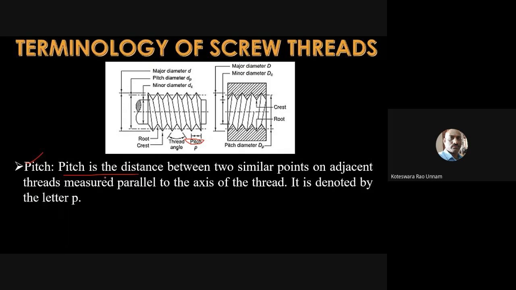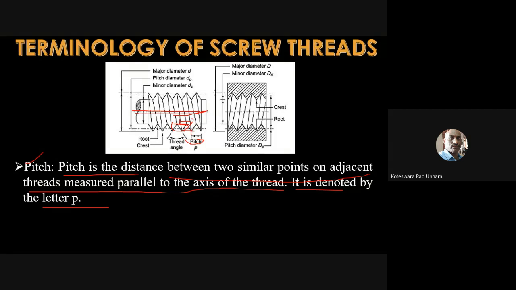Okay, pitch. Pitch is the distance between two similar points on adjacent threads measured parallel to the axis of the thread. This is denoted by the letter P. So pitch is nothing but if you take any two successive points on the thread and measure the distance along the axis of the thread, we'll call it a pitch. You can take two successive crests or two successive roots, then the distance along the axis of the thread we call the pitch value.